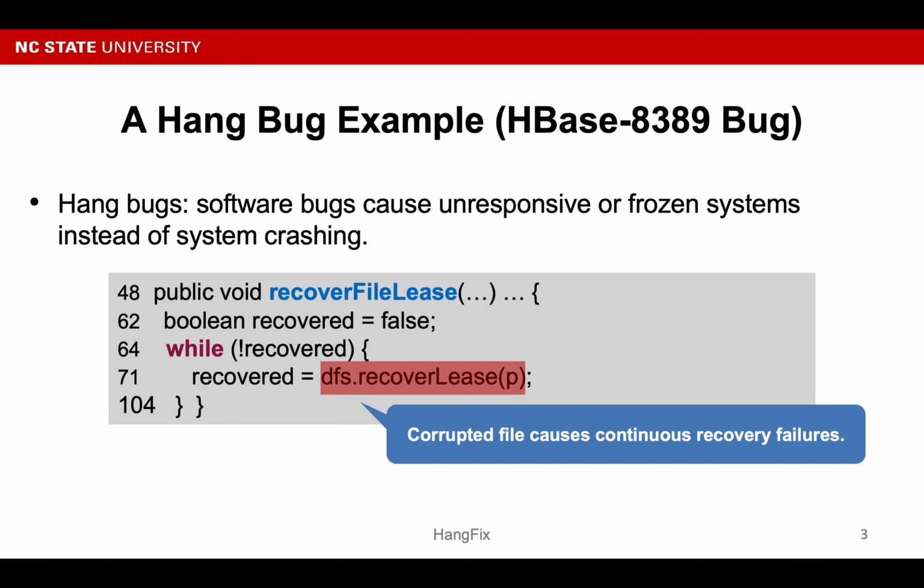What are software hang bugs? Hang bugs are the software bugs that cause unresponsive or frozen systems instead of system crashing. Let me use a real-world hang bug example to illustrate how software hang bugs happen. In this HBase bug, when the data corruption happens, the recover list function always returns false. Then the infinite loop happens. When this bug occurs, all the systems become unresponsive.